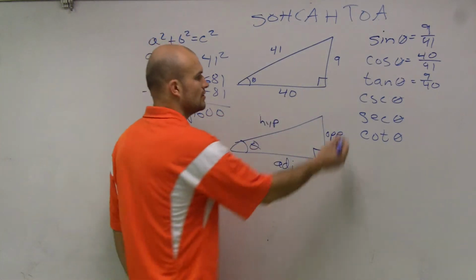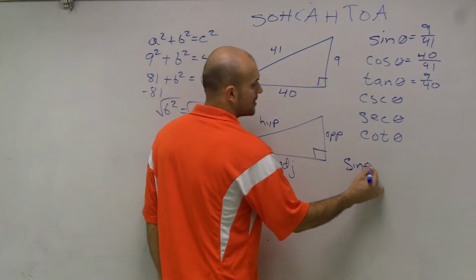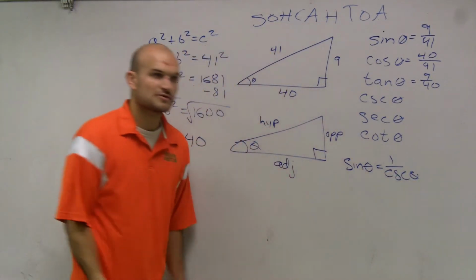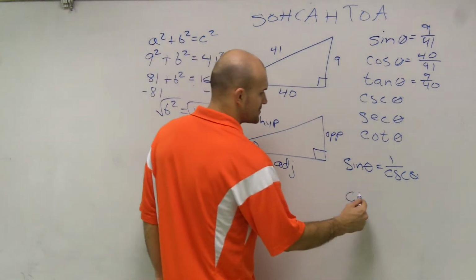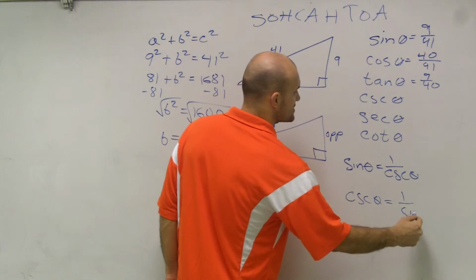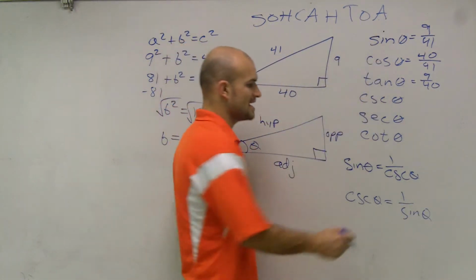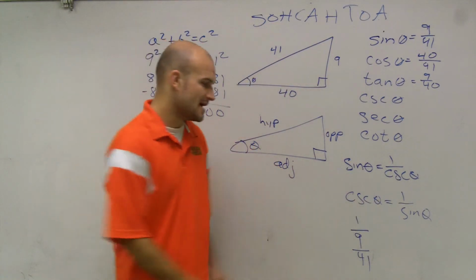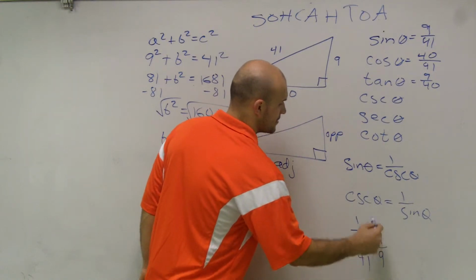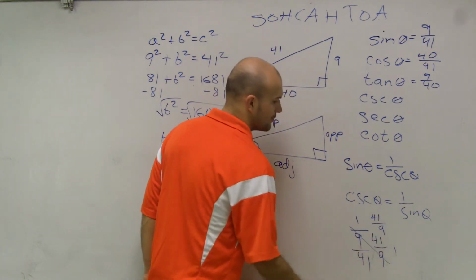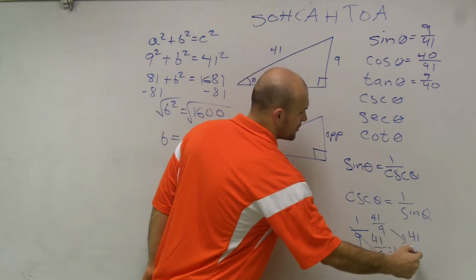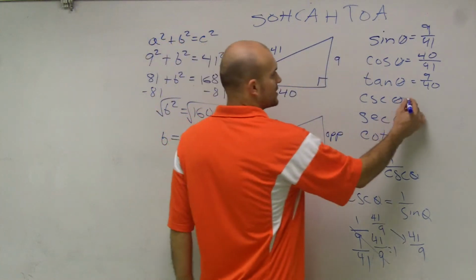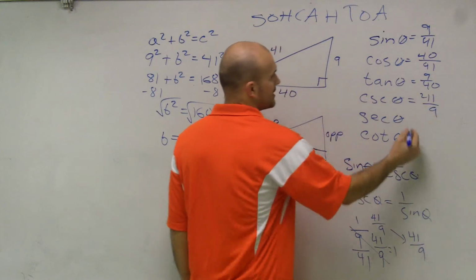Then what we have to remember is our cosecant. Our trig functions tell us sine is the same thing as 1 over cosecant of theta. Pretty much what that means is it's a reciprocal. Cosecant of theta is 1 over sine of theta. So if I have 1 over sine of theta, that'd be 1 over 9 divided by 41. To get rid of that, I have to multiply by the reciprocal on the top and the bottom. That's going to cancel to 1, and I'm just left with 41 over 9. Telling me that cosecant is just the reciprocal of sine. So my cosecant of theta is 41 over 9.